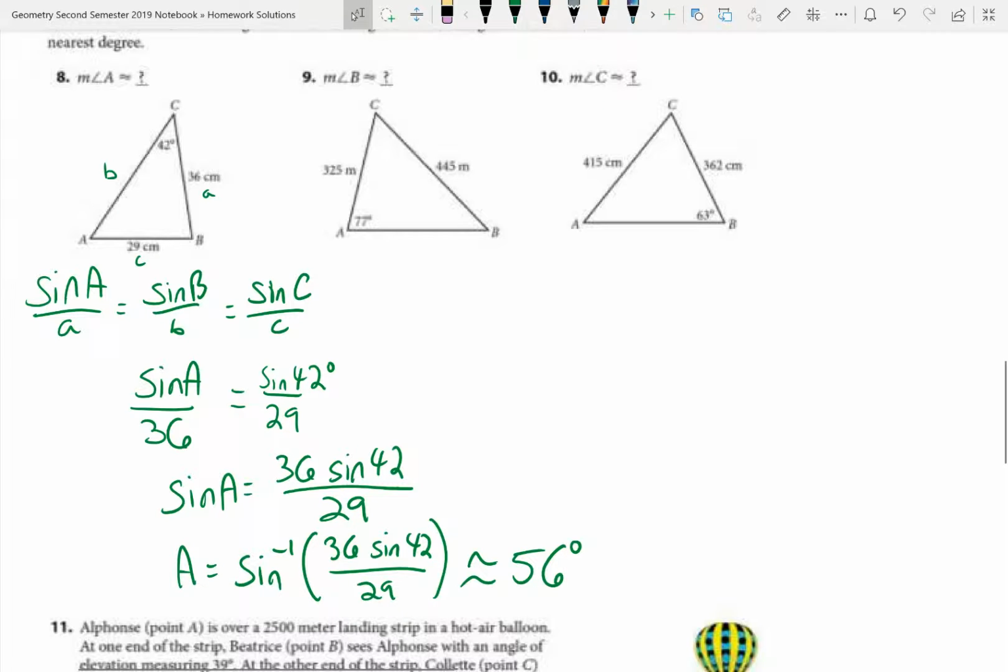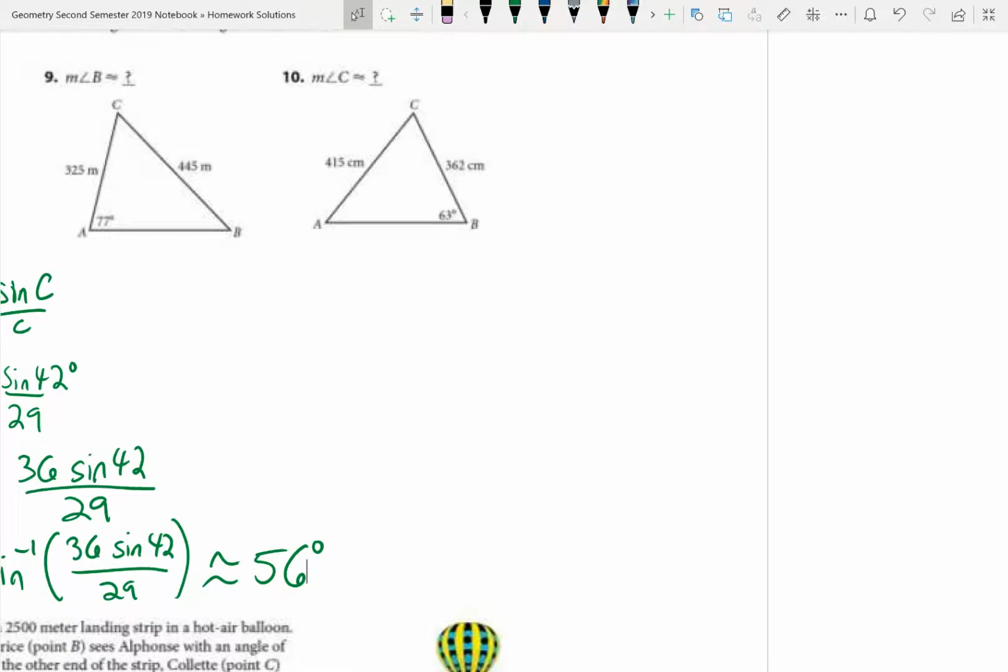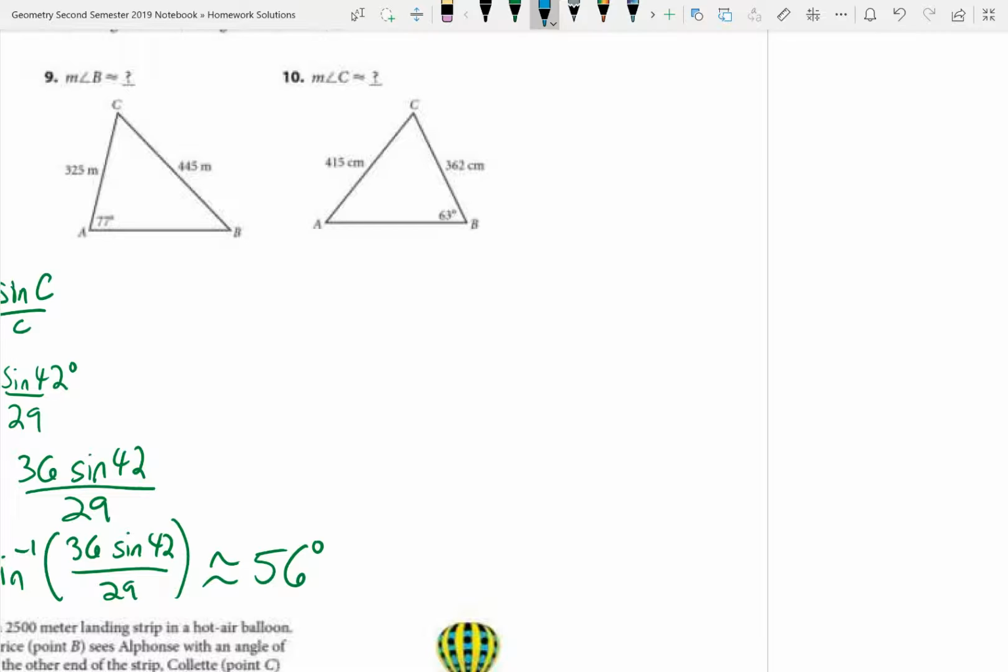All right, we'll do number 9. Again, we're not doing number 10, so we'll leave it there for now. Let's go ahead and do number 9. So again, with law of sines, I'll use a different color, let's do a light blue. There we go. So sine A over A equals sine B over B equals sine C over C.